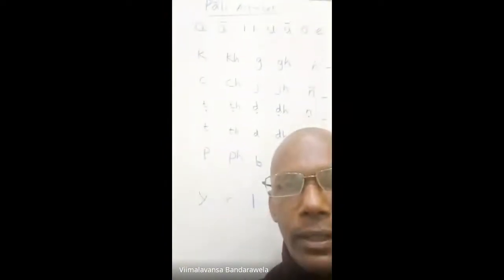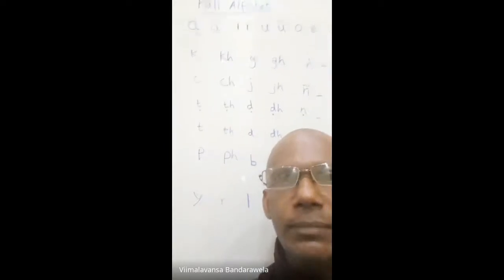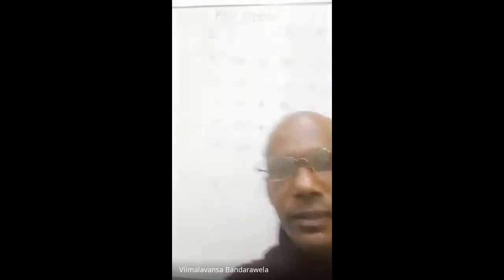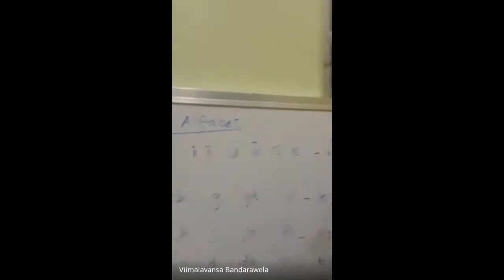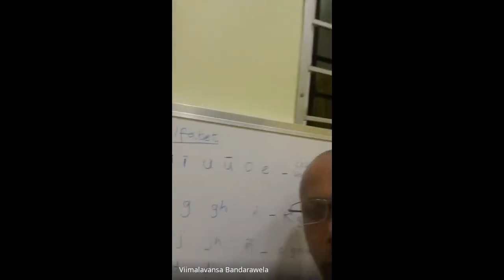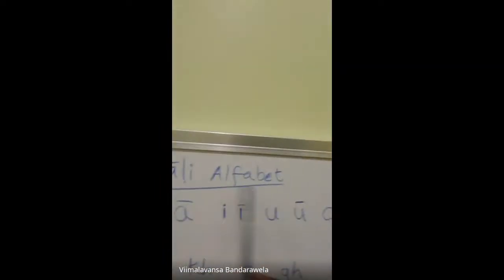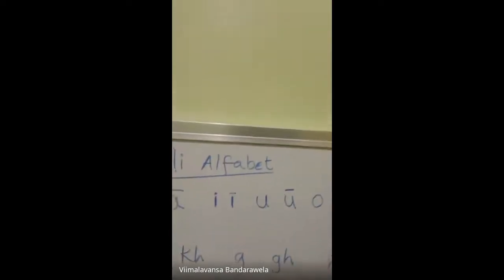Can you see the board? Okay. Everybody can see? Okay. Yes. Let's see. Okay. You see the board? Can you see? Yes, Bhante. Mr. Anand. Yes. This is the Pali alphabet, right? When Pali alphabet, can you see this Pali alphabet? So you want to write down this Pali alphabet, right?